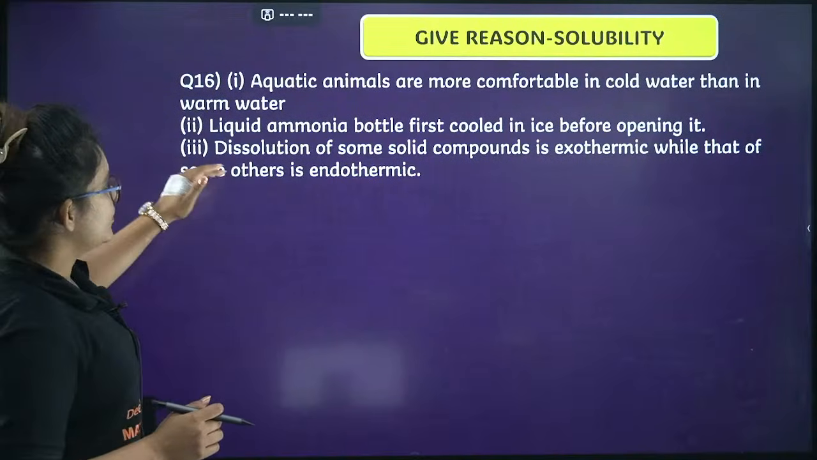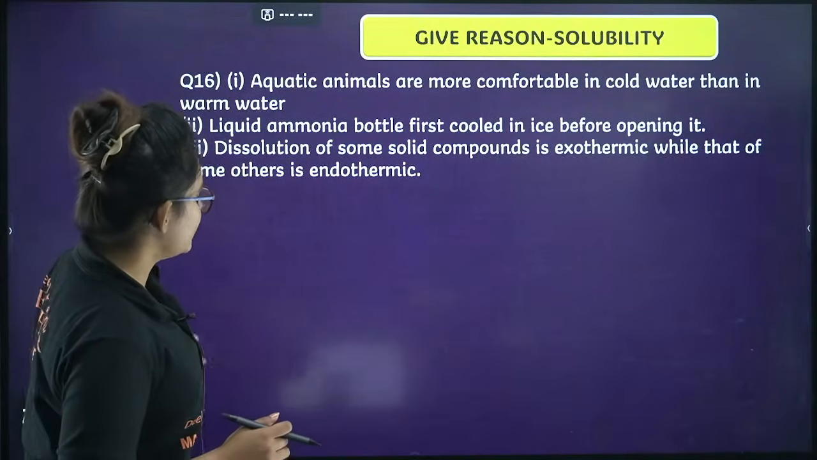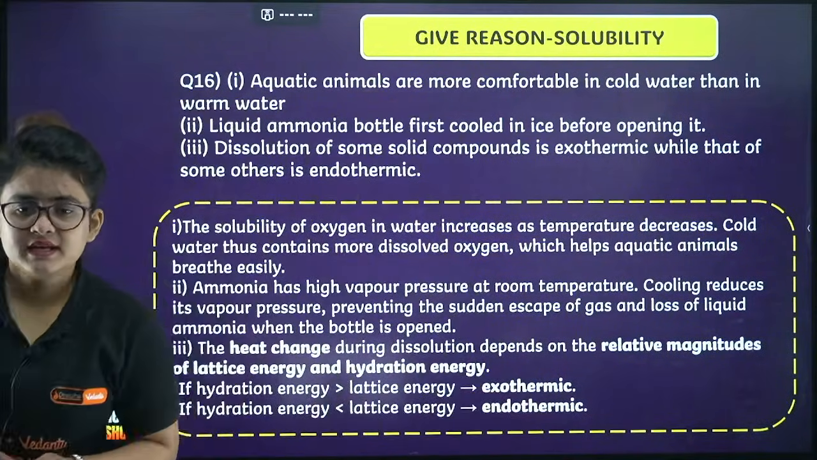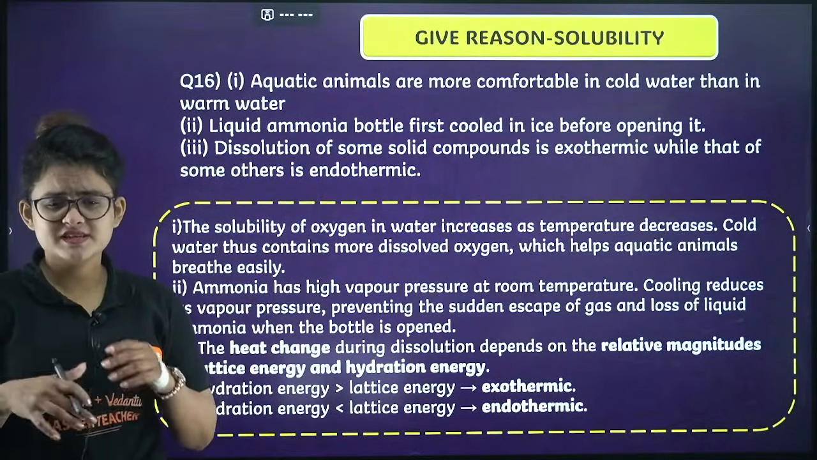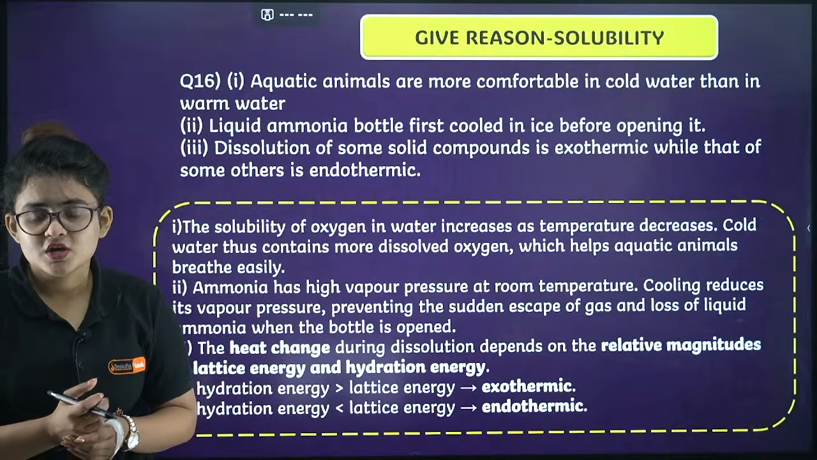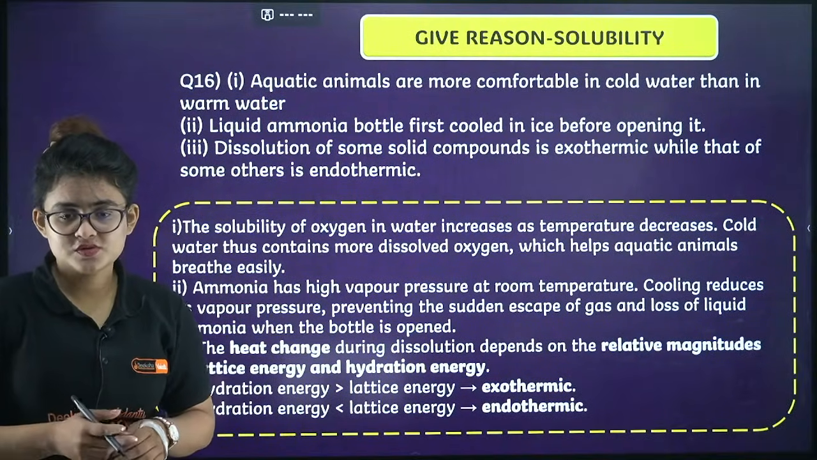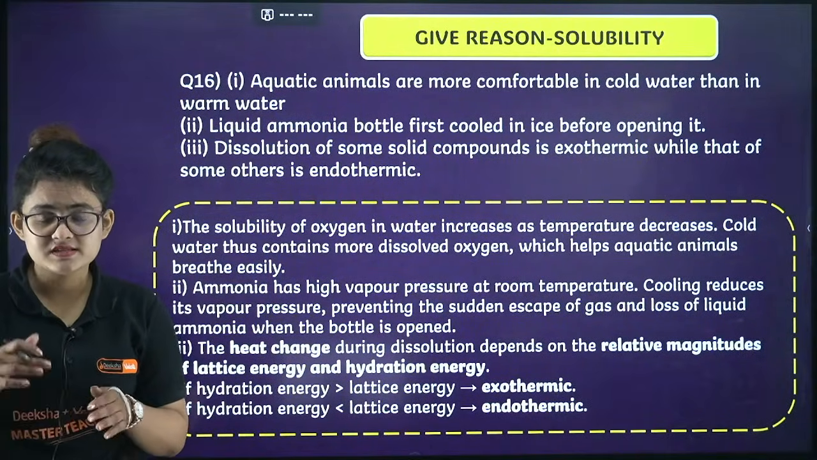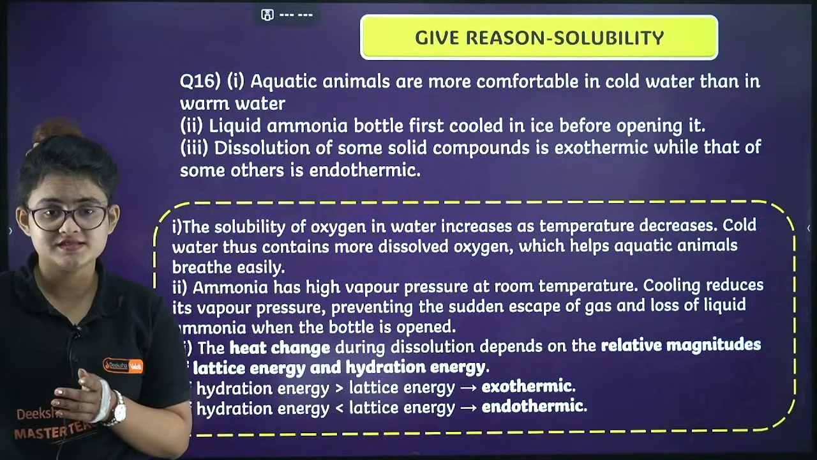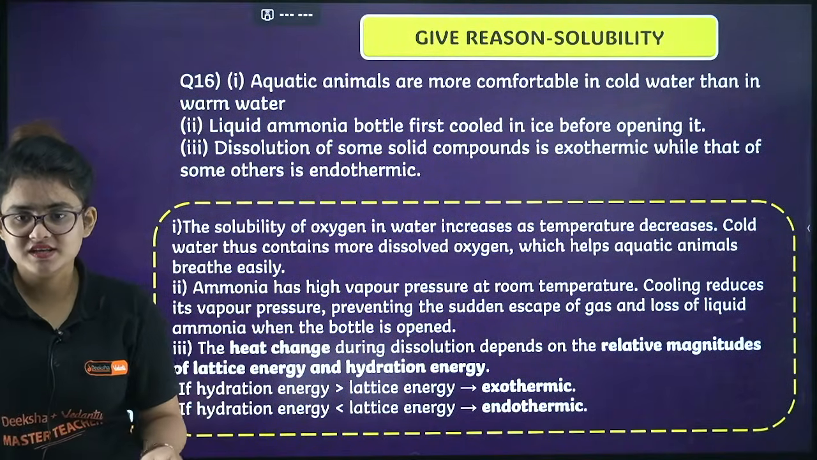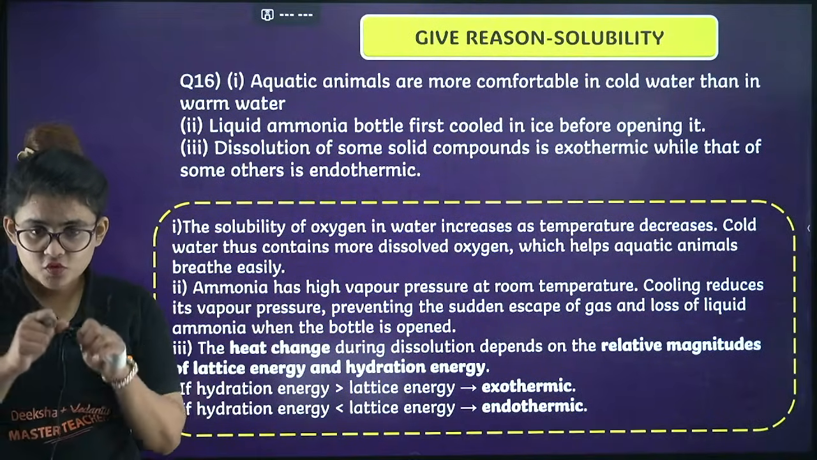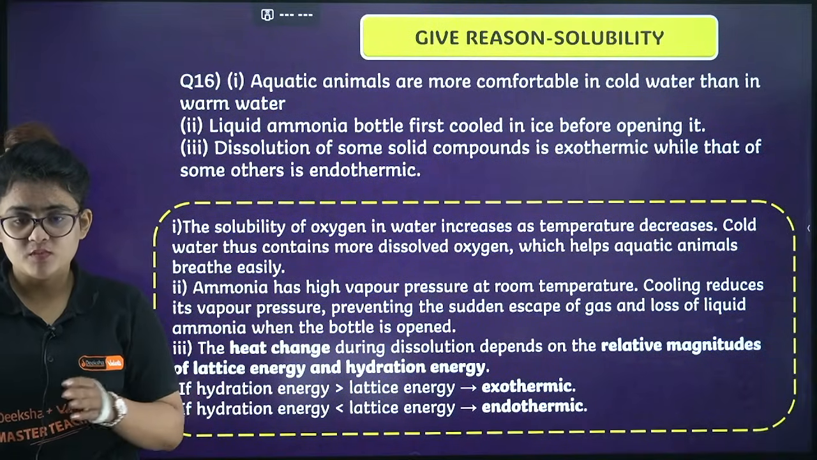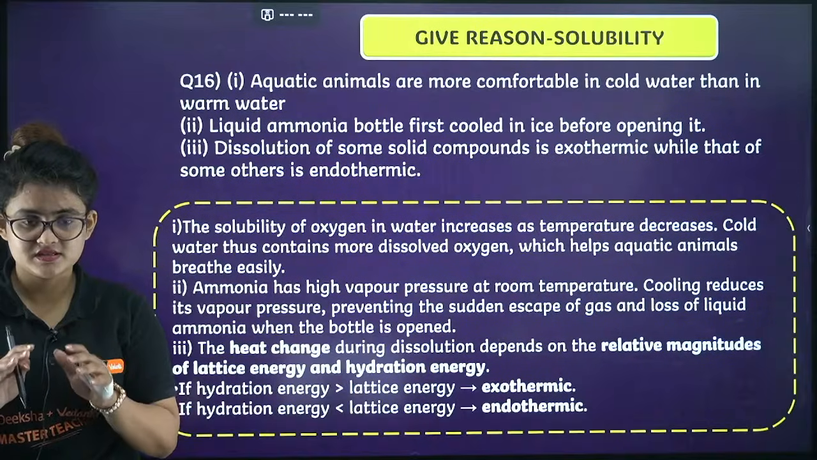It's clear. Liquid ammonia bottle is first cooled in ice before opening it. So why? Because of the vapor pressure. The ammonia has very high vapor pressure because it's volatile, no? Once you cool it down, the vapor pressure will decrease, because we know that with temperature vapor pressure increases. So if you decrease the temperature, vapor pressure decreases. That's the reason, if you cool down the bottle, then you avoid the sudden escape of the ammonia gas.